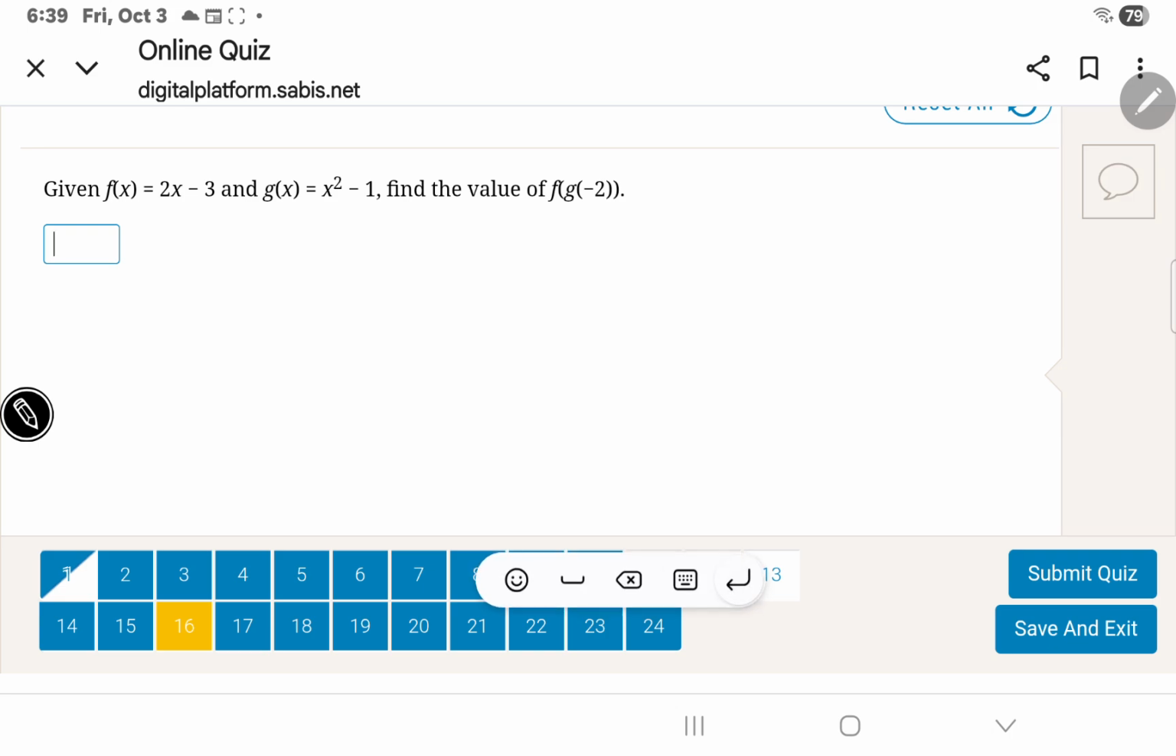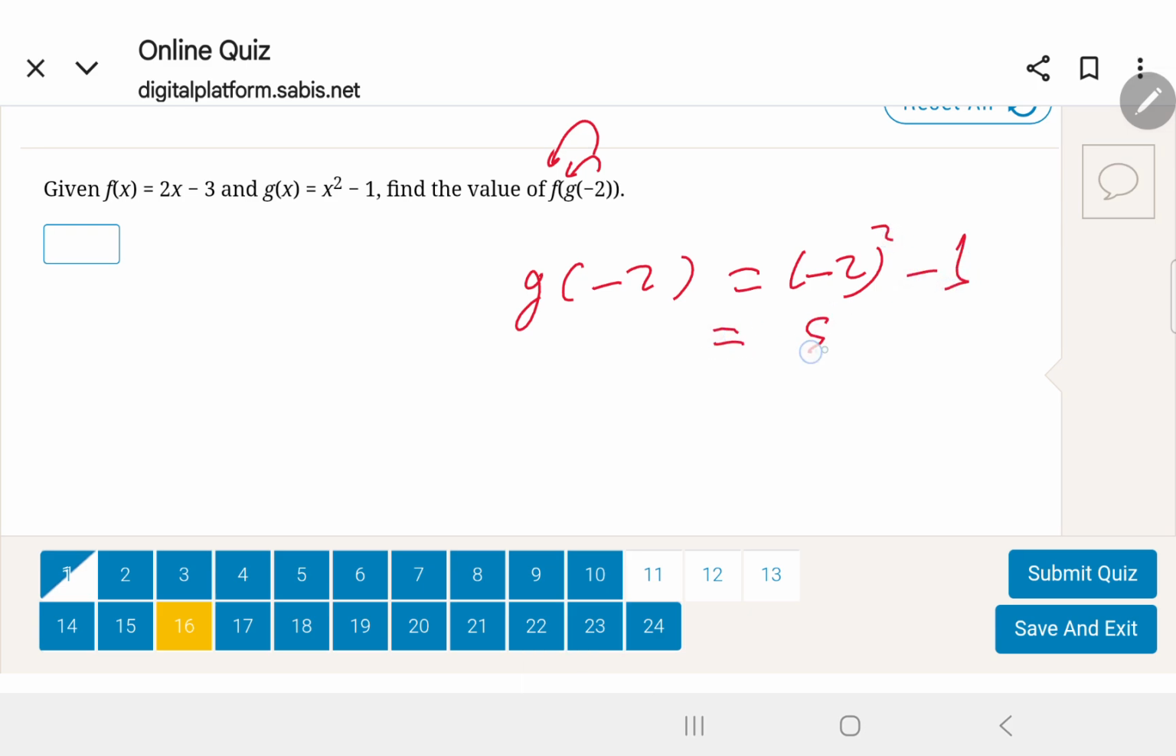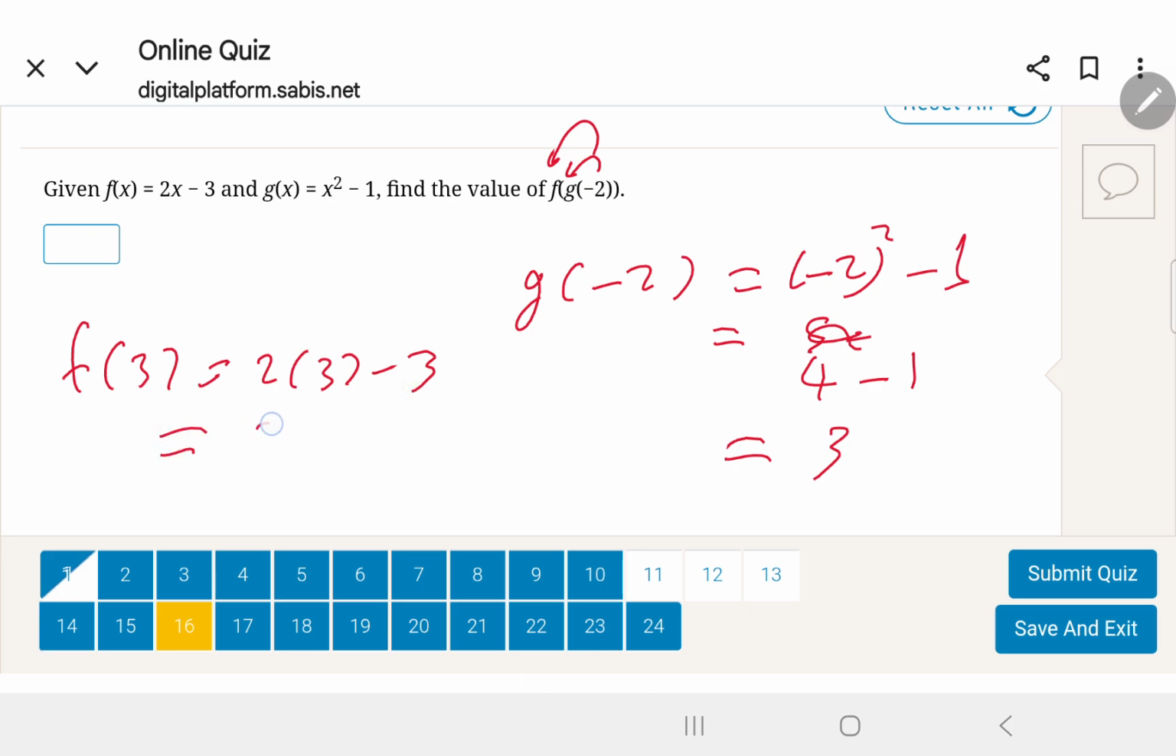Next one, 16. You have to find f of g of minus 2. First step, plug minus 2 in g, then the answer plug it in f. So g of minus 2 will be minus 2 squared minus 1, that's 4 minus 1, which is 3. Now you plug 3 in f. So f of 3 is equal to 2 times 3 minus 3, which is also 3. So that's the answer.